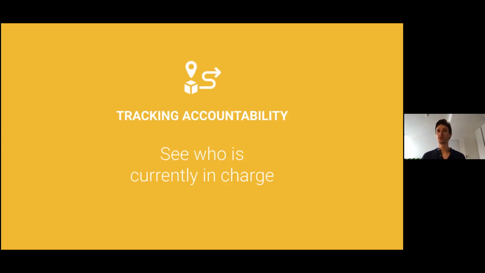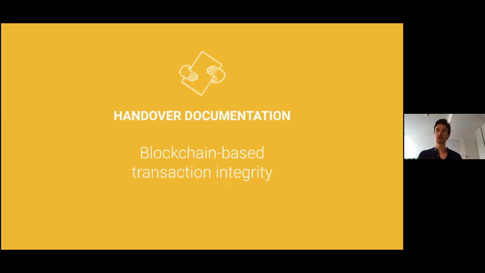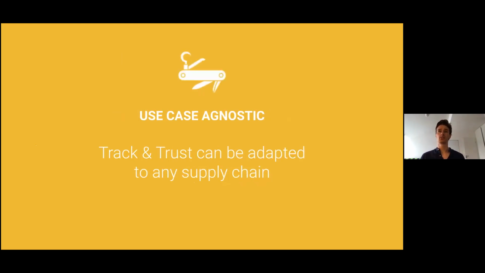Yes, so to wrap up, Track and Trust allows tracking accountability. So you see who's currently in charge of the goods. It's handover documentation with blockchain, so you can trust the data. Not one actor can manipulate the data. And it's use case agnostic. So we can go from humanitarian supply chains, where we track tents, to food supply chains, to fashion, to any kind of handover tracking, right?